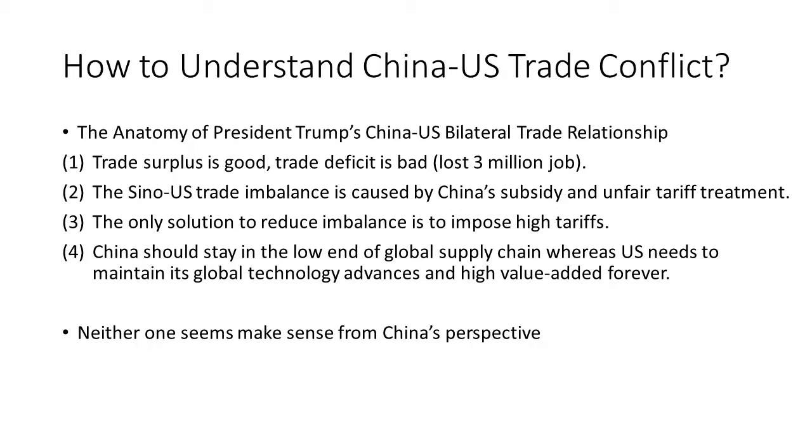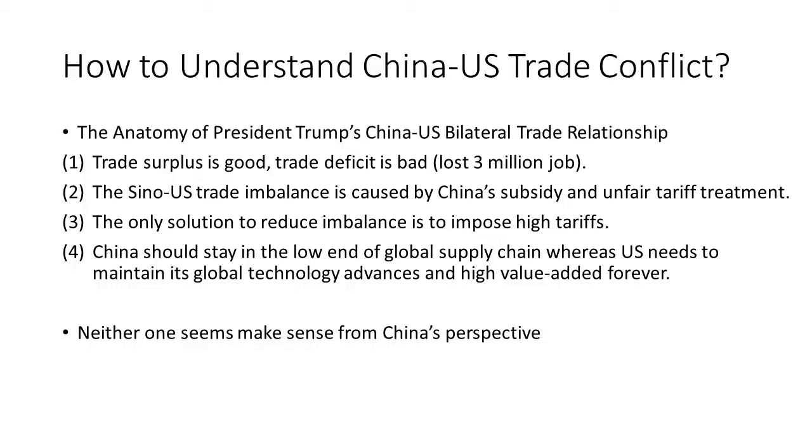And the next argument: so what's the solution? The only solution for the trade imbalance, for the Trump administration, is to have a high tariff on Chinese exports. And the objective perhaps is that China should stay in the lower end of the global supply chain and the US stay in the high end of the global supply chain. From China's perspective, it seems that neither one makes sense. So please allow me to interpret.